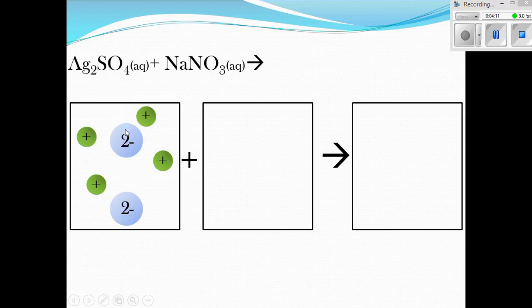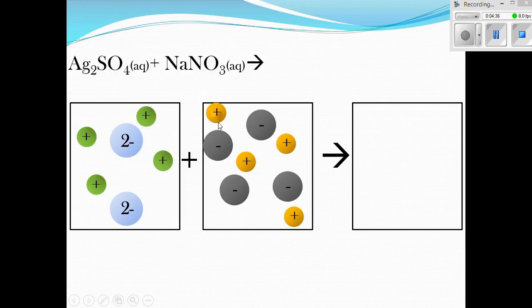Okay, so 2 minus for the sulfate. Remember, when it's aqueous, when they're ionic compounds, they are going to dissociate. So we have our -2 for sulfate. And then I have my +1 for silver. Notice that I have double the amount for silver because there's 2 silvers for every 1 sulfate ion.